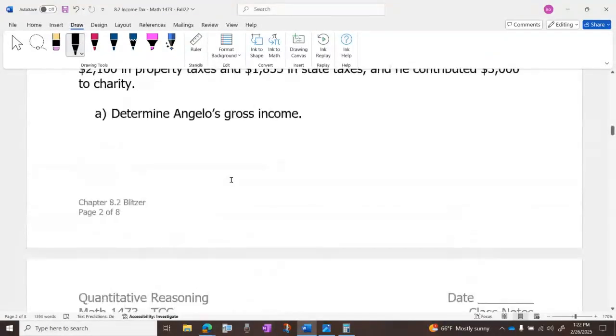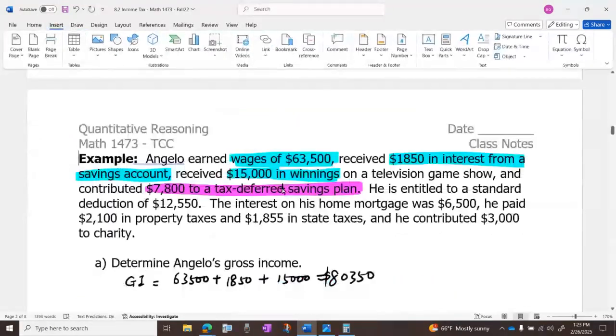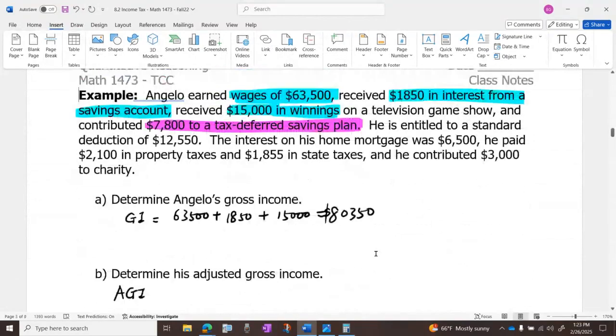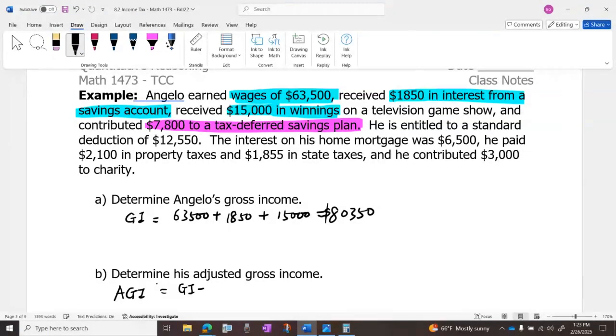AGI is the difference between gross income and adjustment. So after we read through the given information, Angelo only has one adjustment. That is the money he put in a tax deferred savings plan. That is an adjustment. After I read the other information, that's the only adjustment. So AGI equals gross income minus adjustment. Gross income is $80,350. Use that to minus adjustment $7,800.